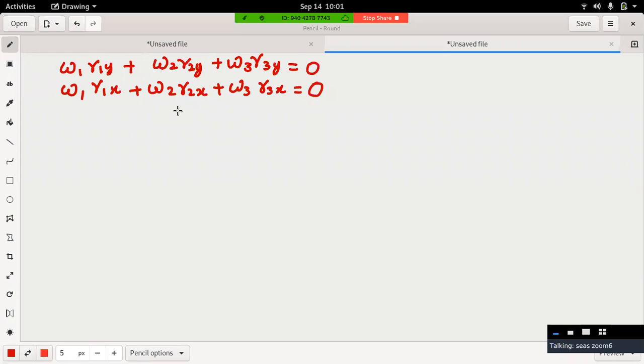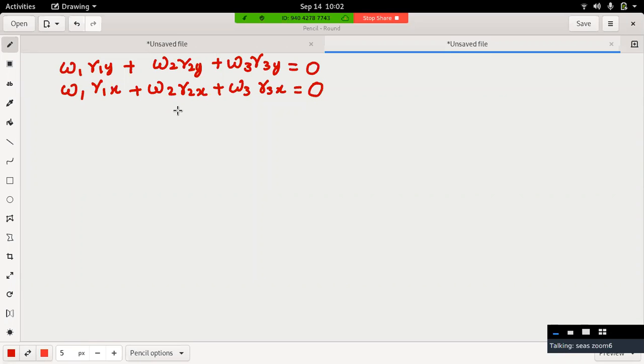Notice that in these two equations, omega 1 is known. Similarly, r1y and r1x are also known. R2y, R2x, R3y and R3x, you can determine these values using the position analysis. If you remember, we did determine the position of links R2 and R3 when the position of link R1 was given. What we don't know is the value of omega 2 and omega 3. That is what is desirable.